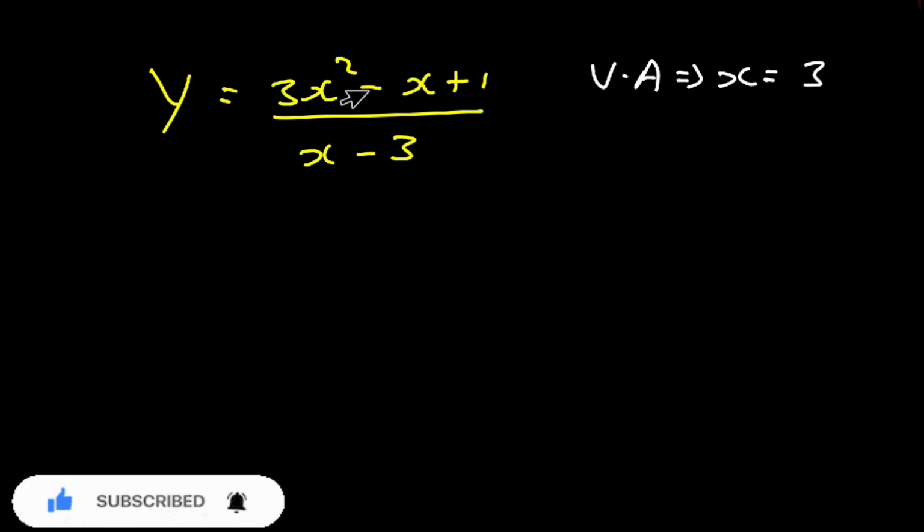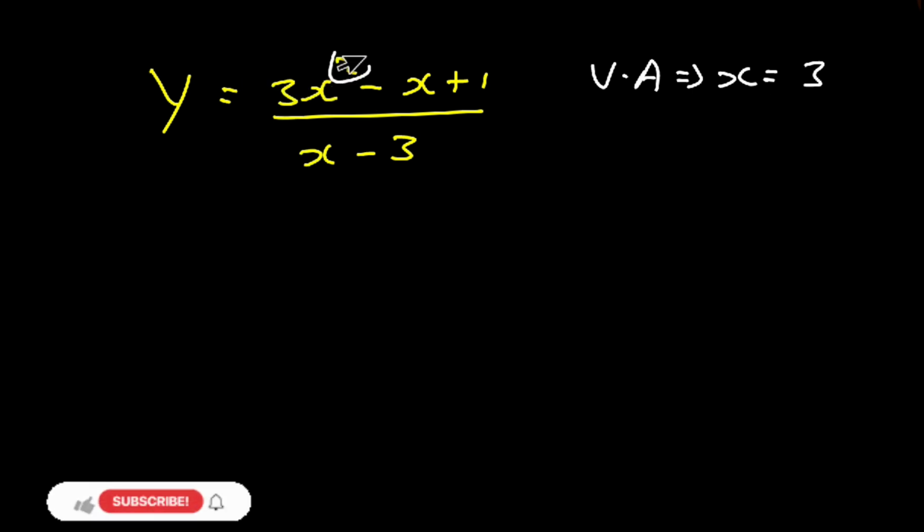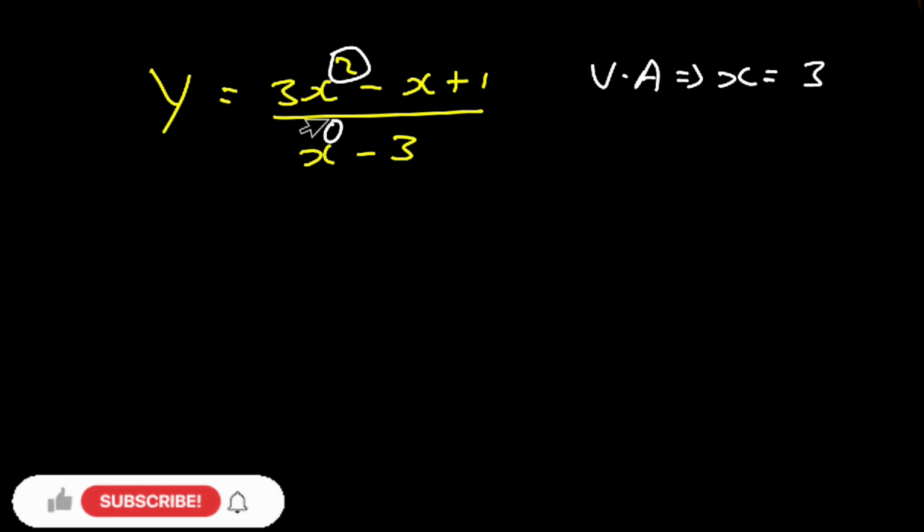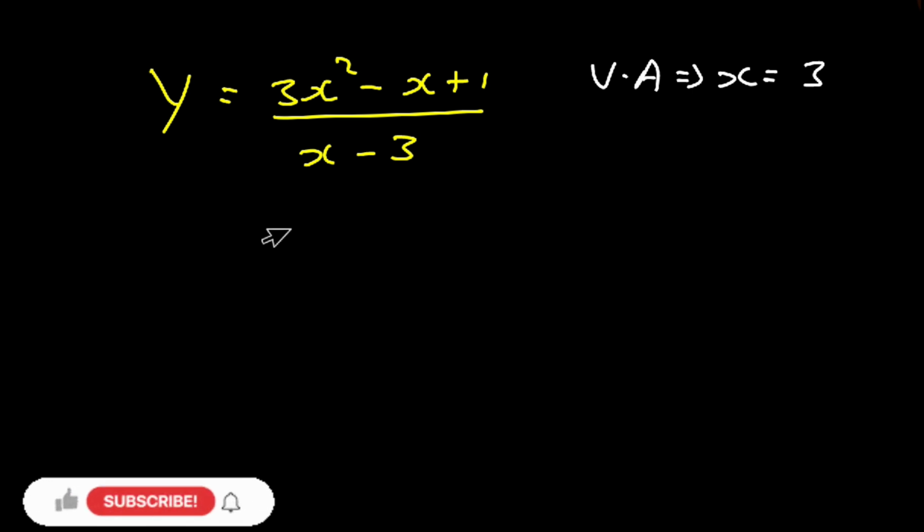Now, if you look at this function, you see that the degree of the numerator is higher than that of the denominator, so it is top heavy. In this case, there is no horizontal asymptote. What we have here is a slant or oblique asymptote. Now, to find the equation for the slant asymptote, let's perform this division.